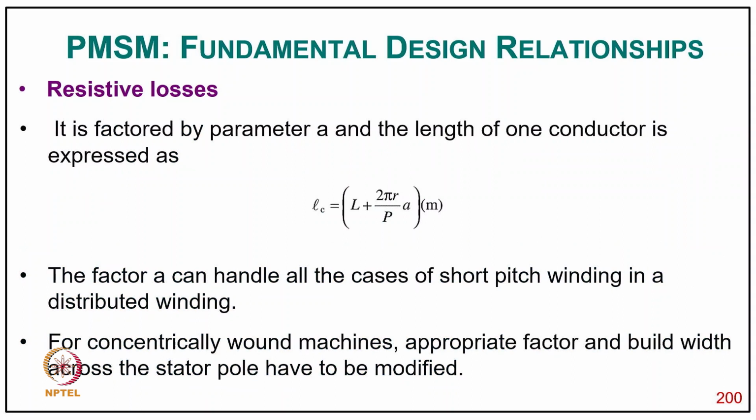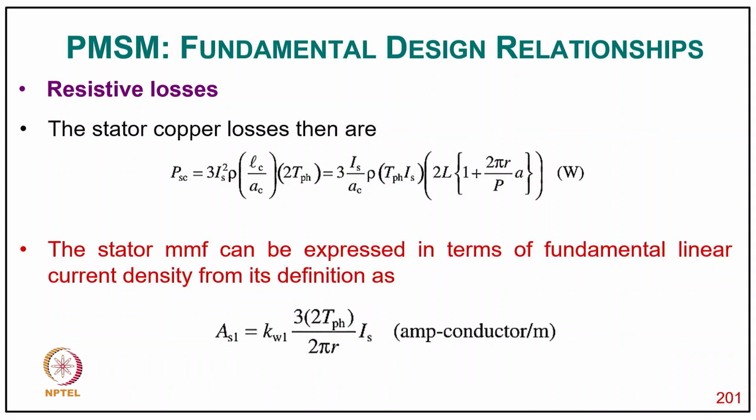So it is factored by a parameter A, and the length of one conductor is expressed as LC equal to, in bracket, L plus 2 pi R upon P into A meter. The factor A can handle all the cases of short pitch winding in the case of distributed winding, and for a concentrically wound machine, the appropriate factor and the build width across the stator pole have to be modified.